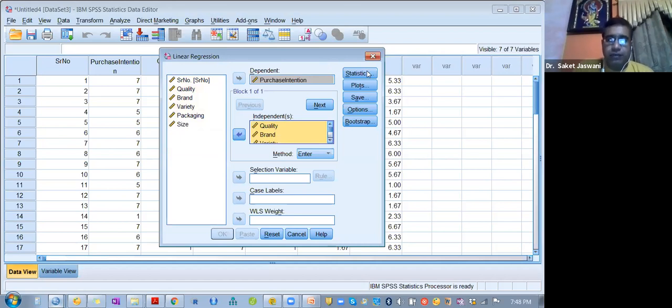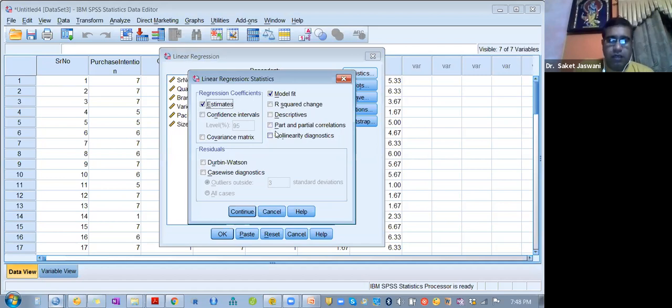Go to Statistics. First go to Statistics and click on the Durbin-Watson test. Estimates will be clicked by default, and Model fit also by default. In residuals, click Durbin-Watson. This Durbin-Watson test is one assumption for regression: independence of observation. Independence of observation is tested with the help of the Durbin-Watson test. The threshold value is 2. If your Durbin-Watson score is near 2, your data fits the model. If it is below or above 2, your data does not fit the model very well, and the observations are not independent of each other.